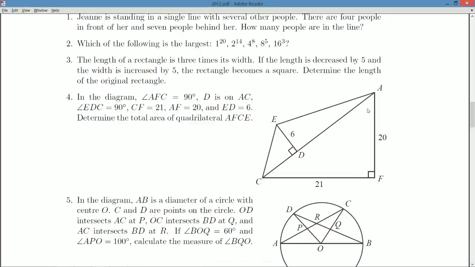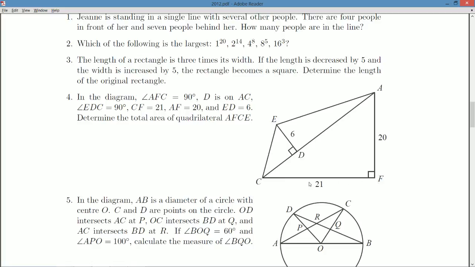Point D is on the line AC. So here we have a triangle. It's a right angle triangle. That might be of use to us. We have a point D here. And D is such that the angle EDC is 90 degrees. So right now we're already thinking, okay, well that means this one over here is 90 degrees as well. ADE. And we're given some information about the lengths.